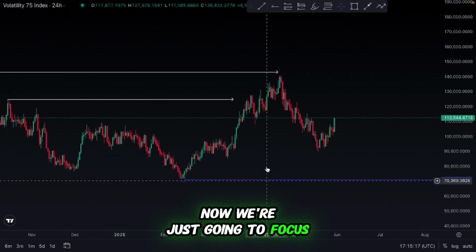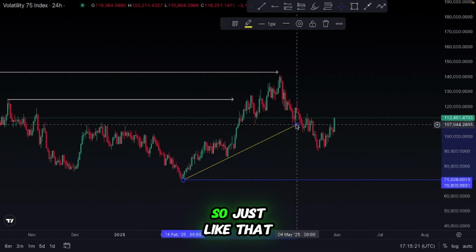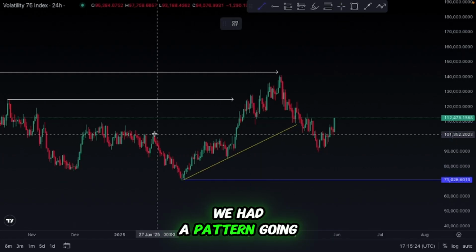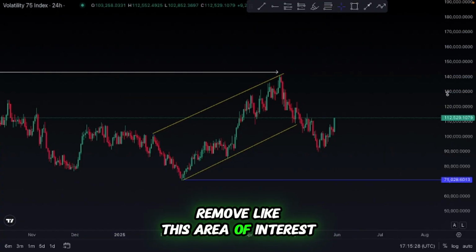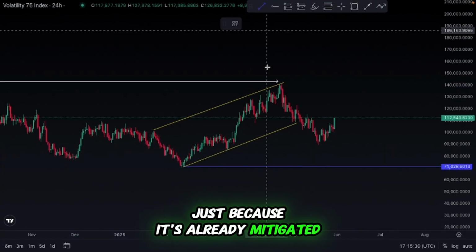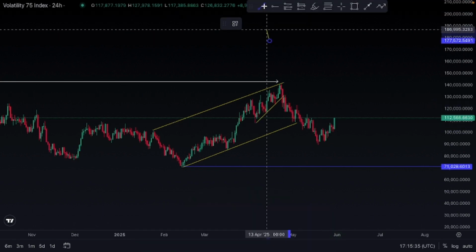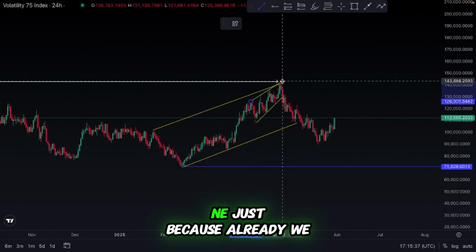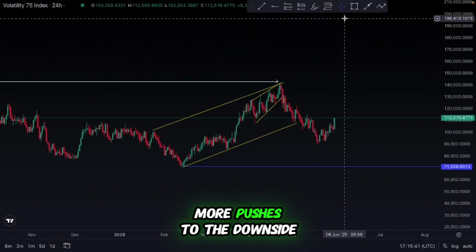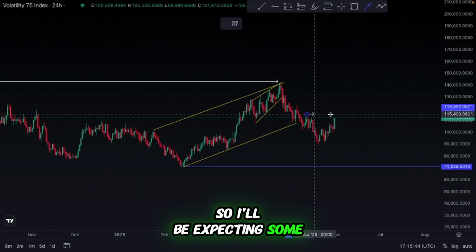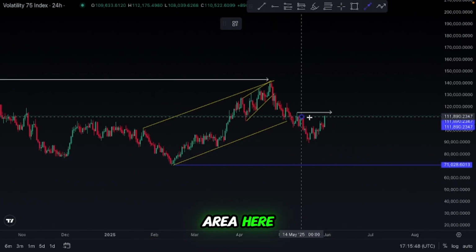So now we're just going to focus on what? The internal structures, or the structures within this area here. So just like that, we had a pattern going on just like this. I'm just going to remove this area of interest, just because it's already mitigated and it's already pushing to the downside. So we're just looking for continuations to the downside, just because we already had the push down. So now we expect some more pushes to the downside. I'll be expecting some selling opportunities within this area here, just like that.